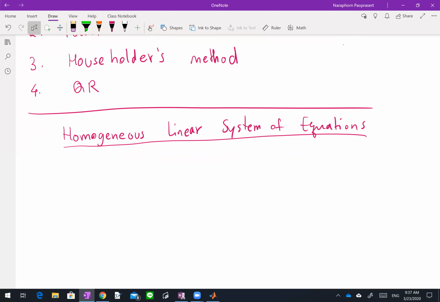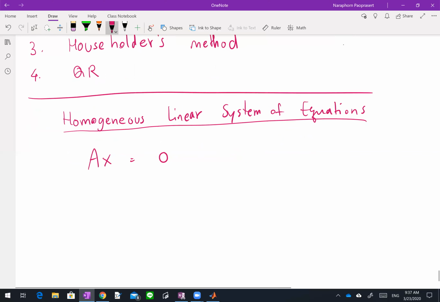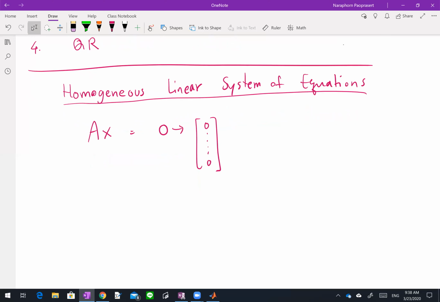So what is the homogeneous system? Basically it's AX equals 0. So rather than having B be any vector, the right-hand side of the equation is all 0. This is actually a vector of 0, okay? So it's not just the number 0, but the vector containing all zeros, depending on the size of A.